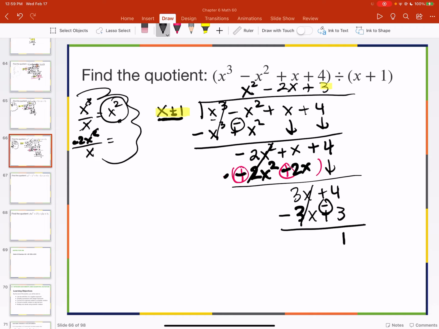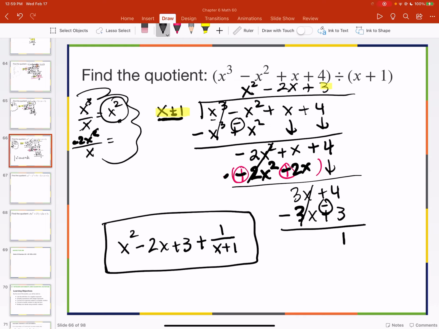So what does that mean? That means my answer to this is x squared minus 2x plus 3, and then I have a remainder, so I just add it, it is positive, 1 over whatever it is that you were dividing by, which is x plus 1. And that's your answer. Very nice. Okay, so let's do another one.